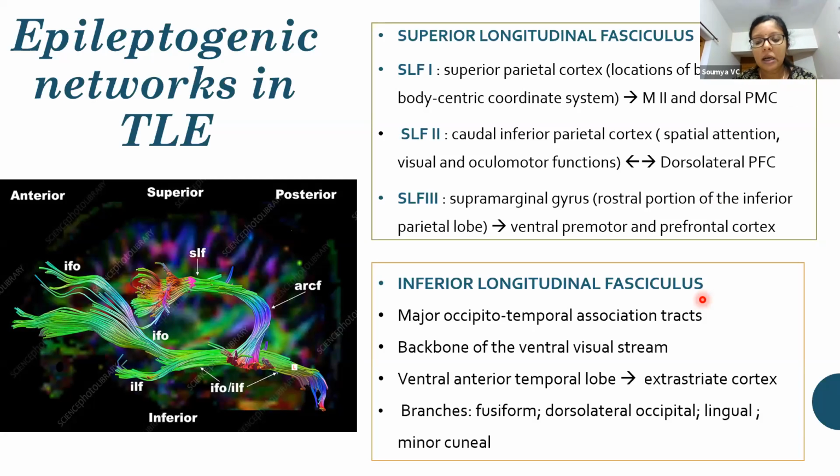The next important tract is the inferior longitudinal fasciculus, which is the major occipitotemporal association tract, and it forms the backbone of the ventral visual stream. It connects the ventral anterior temporal lobe to the extrastriate cortex of the occipital lobe. So it is mainly involved in object recognition as well as face recognition.